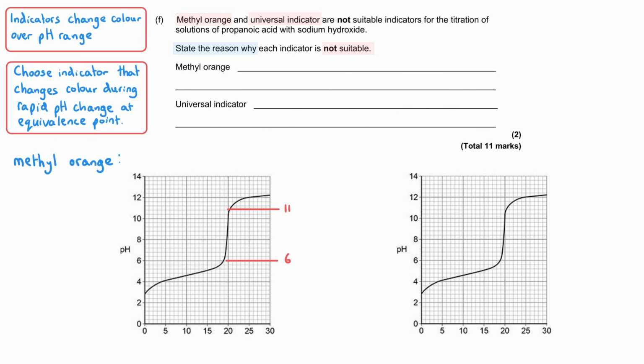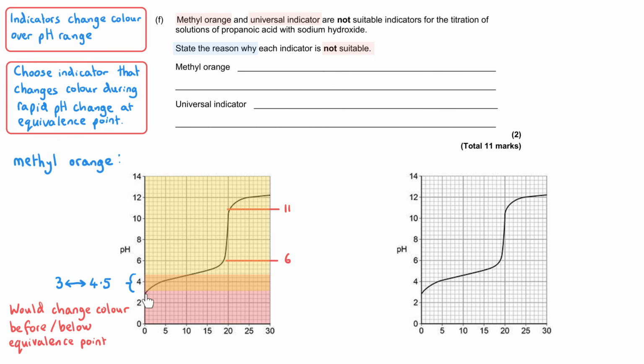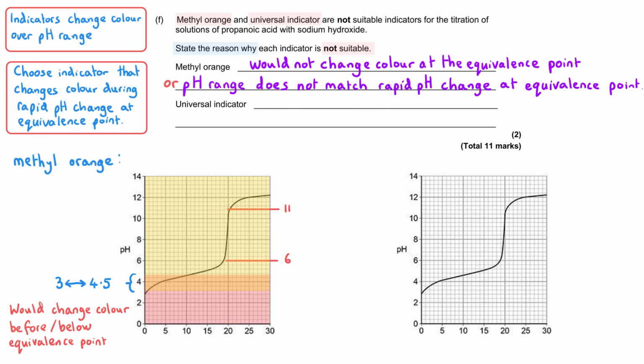Methyl orange has a pH range between about 3 and 4.5. It's red below this pH and yellow above it. And so you can see from the graph that the indicator would change colour before or below that equivalence point. And so to get the first mark, we could say that methyl orange would not change colour at the equivalence point, or that the pH range for methyl orange does not match or include the rapid pH change that occurs at the equivalence point.